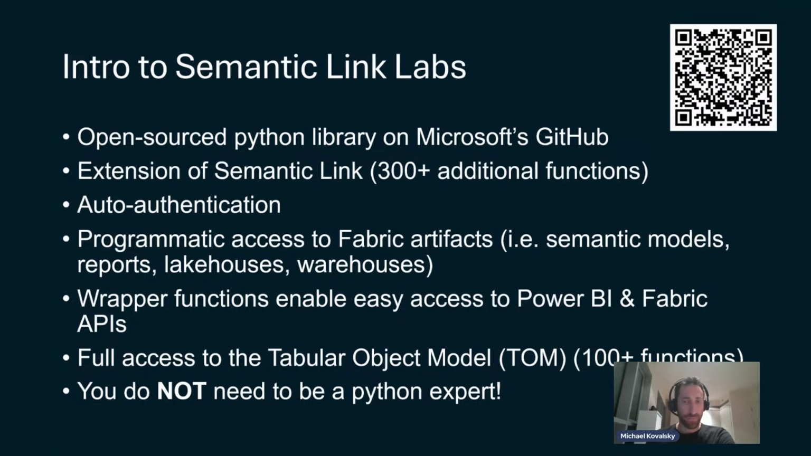For those of you familiar with semantic modeling, you're likely familiar with the Tabular Object Model, or TOM. It's the API that makes semantic modeling changes work. So whenever you make a change to a semantic model, whether it be in Power BI Desktop, Fabric in the web, or a third-party tool like Tabular Editor, it's using TOM to make those changes. So TOM has been added into Semantic Link Labs, and in fact, there are over 100 functions specifically around that to make programmatic viewing and editing of your semantic model easier.